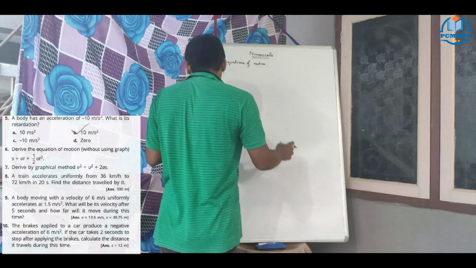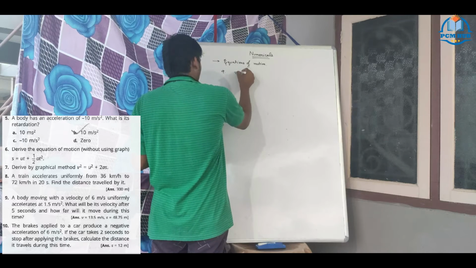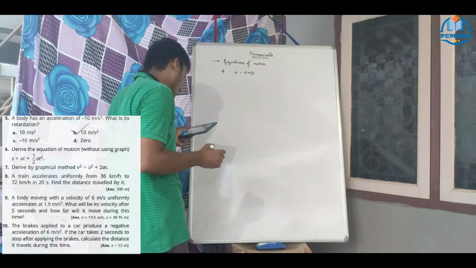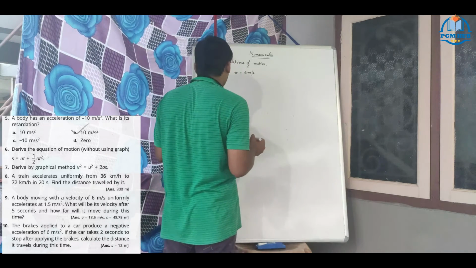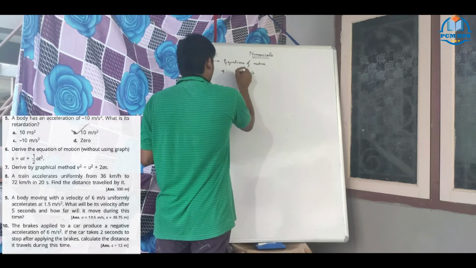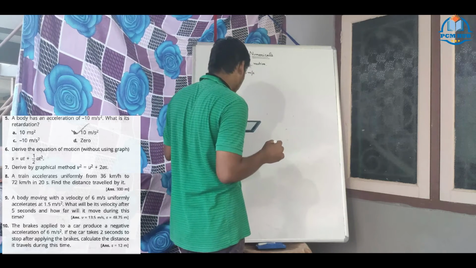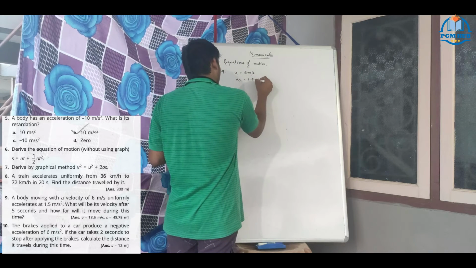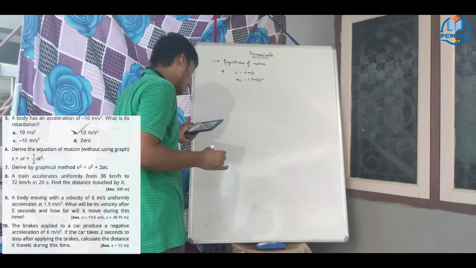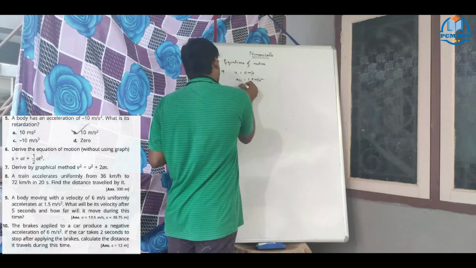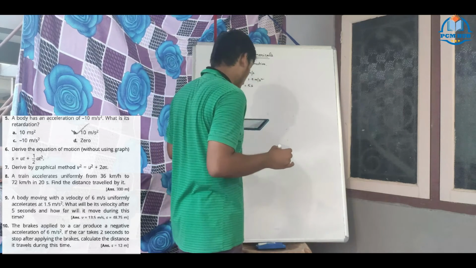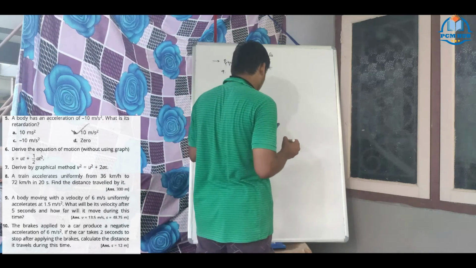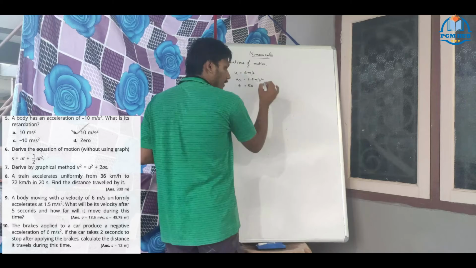The body is moving with a velocity of 6 meter per second. U equal to 6 meter per second. It uniformly accelerates with an acceleration of 1.5 meter per second square. What will be its velocity after time equal to 5 seconds? And how far will it move during this time? That is the question. So 3 parameters.